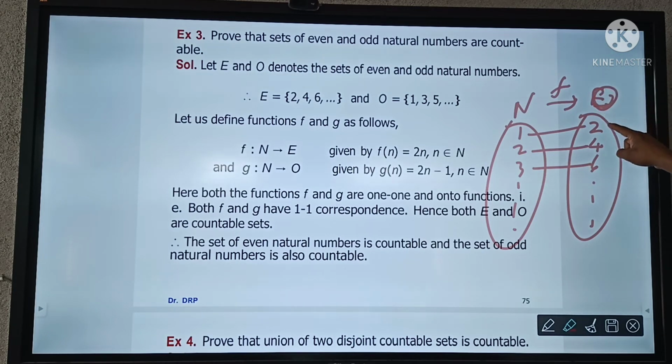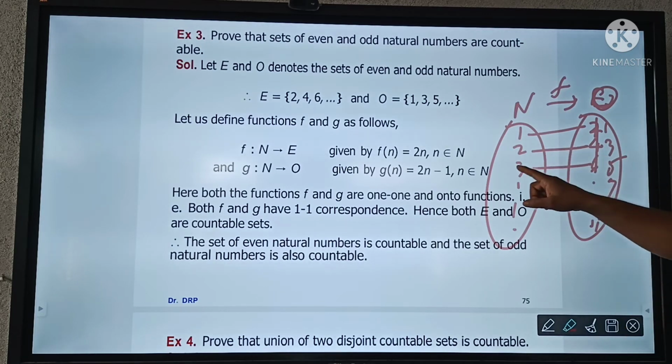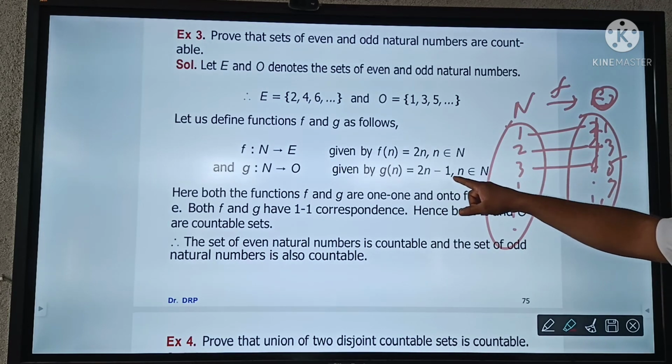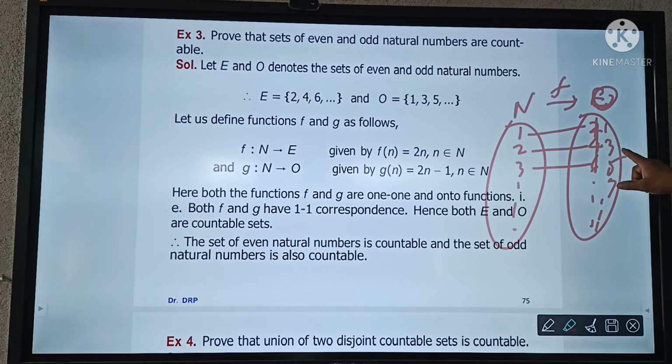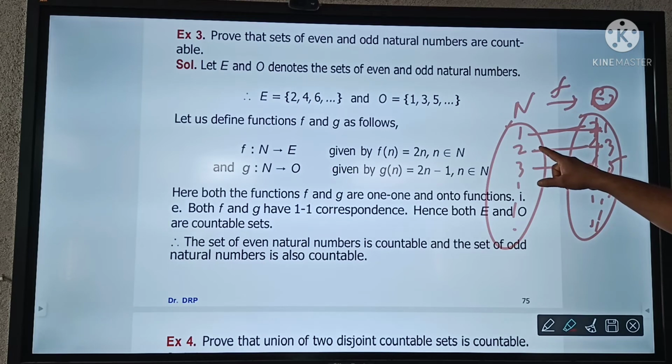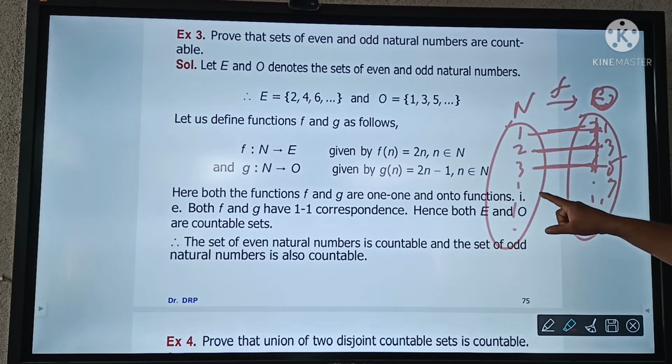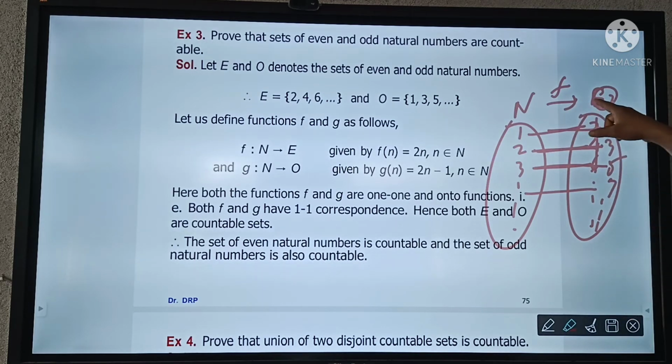Then we take the odd numbers: 1, 3, 5, 7, and so on. So g of n is defined as 2n minus 1. If n is equal to 1, we get 1. For n equal to 2, we get 3. For n equal to 3, we get 5. For n equal to 4, we get 7, etc. So there is again a one-to-one correspondence between the set of naturals and the set of odd natural numbers.